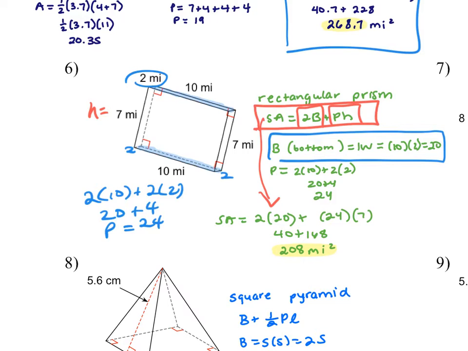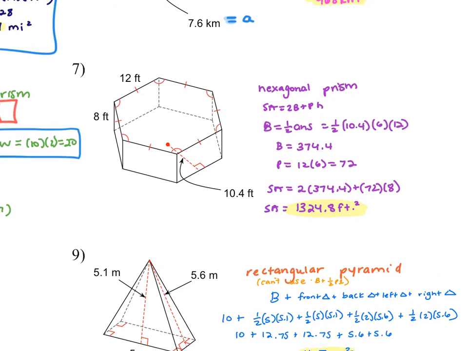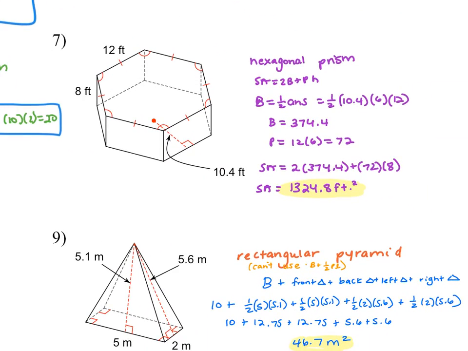That's another way to go about finding surface area of a rectangular prism, or any prism for that matter. Just find all of the areas of the faces separately and add them up. Number 7, this is a hexagonal prism.